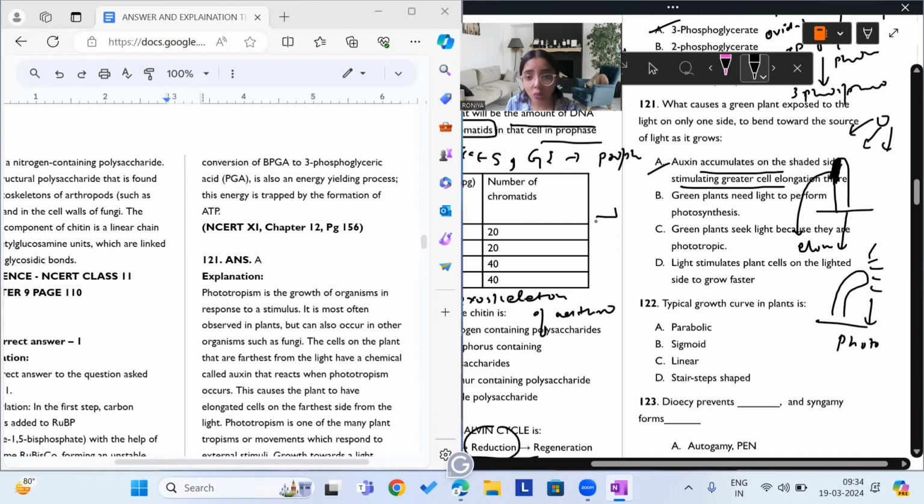If the plant is bending towards the sunlight, it is positive phototropism. If the plant is bending opposite to the sunlight, it is negative phototropism. Okay, I hope it is clear to you. The rest of the options are incorrect.